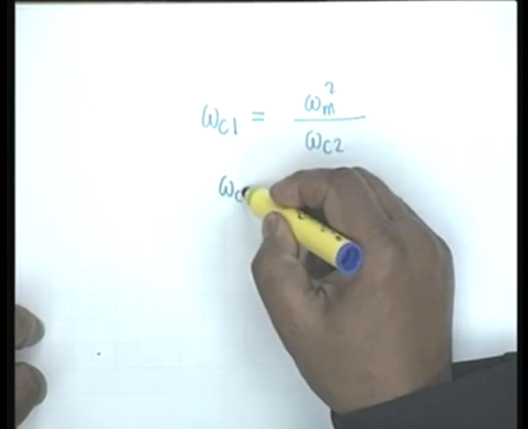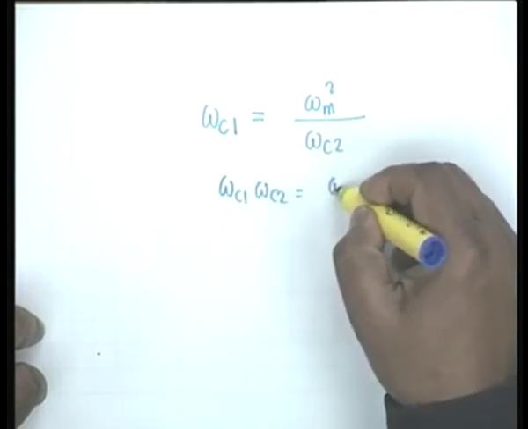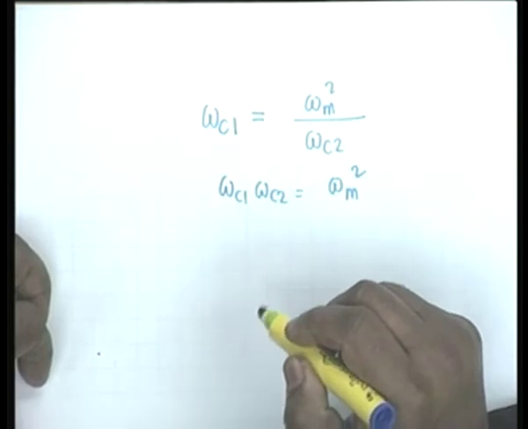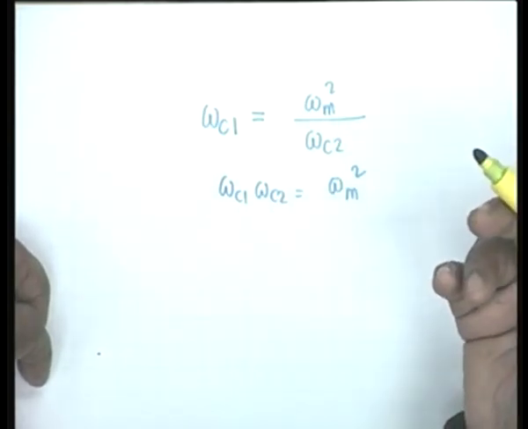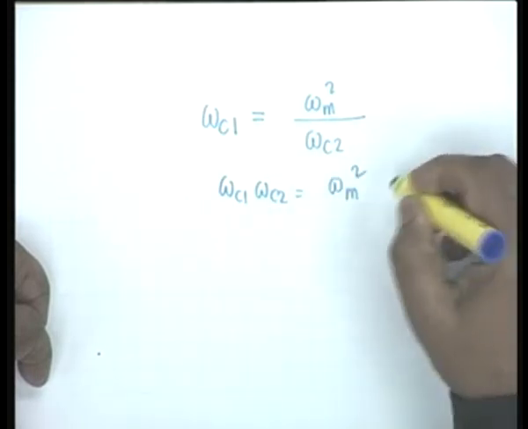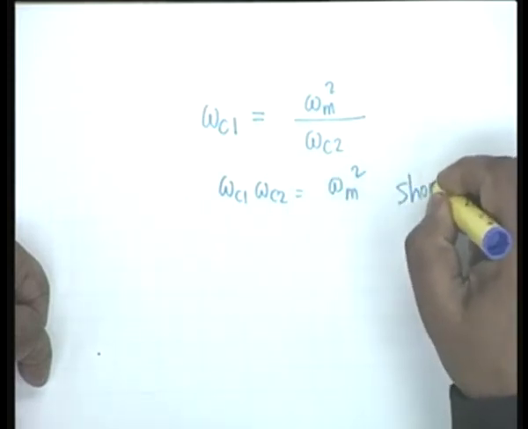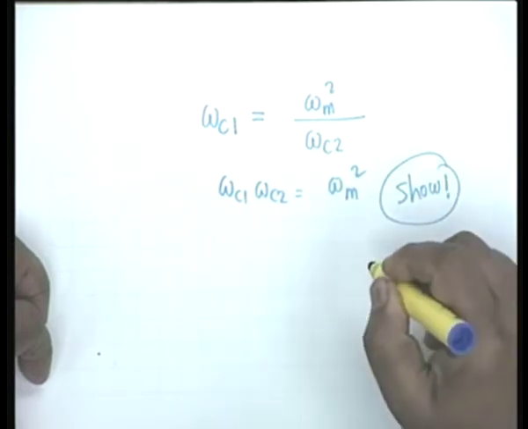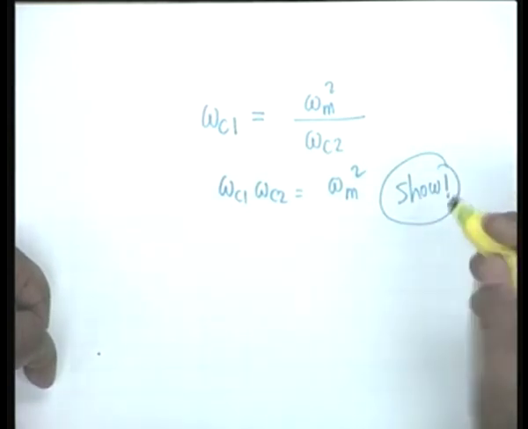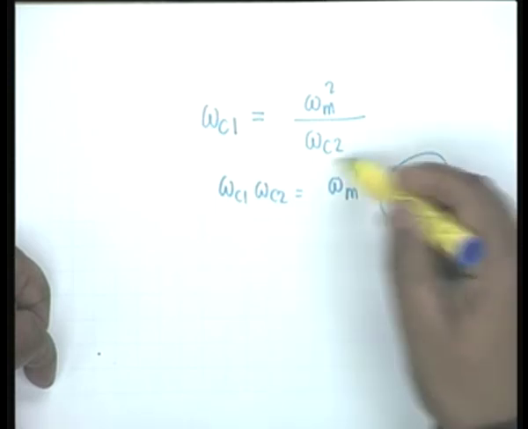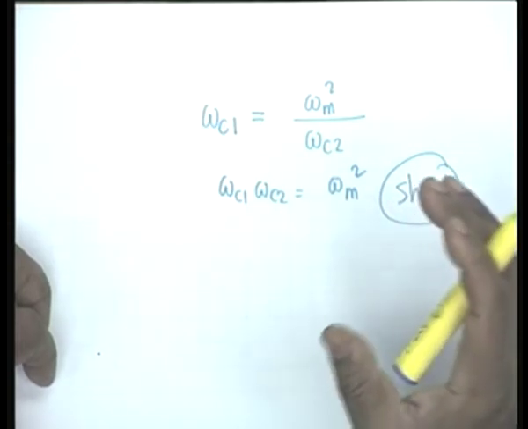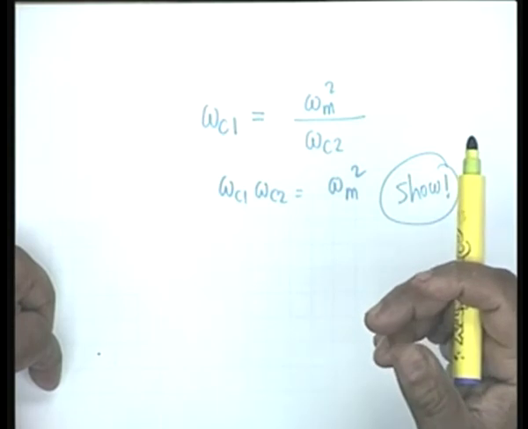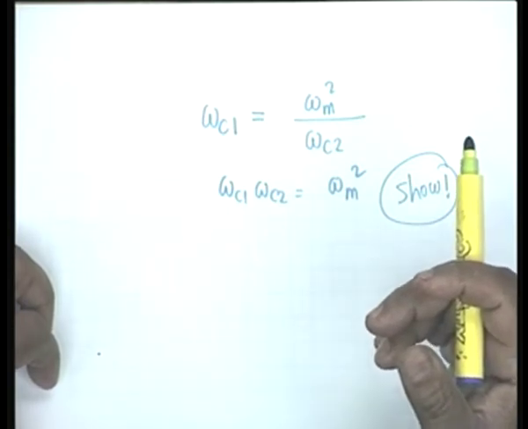That is omega C1 omega C2, the product is equal to omega m squared. If one is greater than omega m, obviously the other must be less than omega m. Okay? Now let me put this as a problem to you. Show. Okay. This relationship, that is the product equal to omega m squared, is described in mathematical terms, in geometrical terms, as in terms of a symmetry.